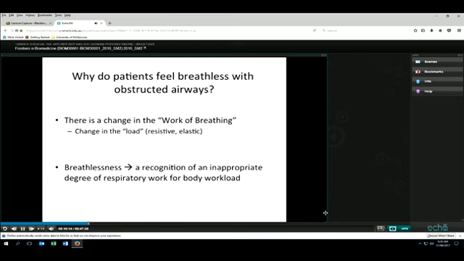The other way you can induce this in yourselves is to put a resistive band around your chest, or even just a belt around your chest. And so to take a big breath requires much more work. Your chest wall is stiffer. And so that then is perceived as breathlessness, because you're still achieving the same amount of ventilation, but you're having to do a lot more work to achieve that given ventilation.